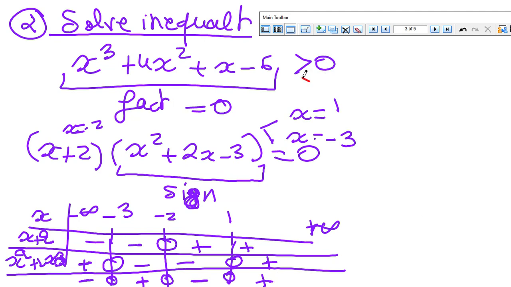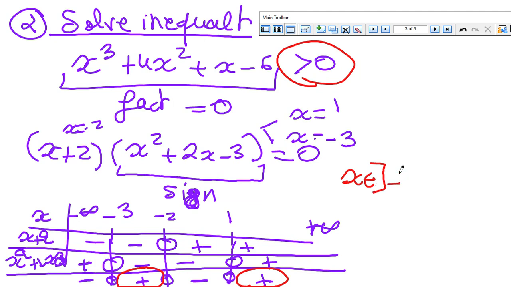Which part do we need? I need the positive part. It's strictly positive, so I don't need the values that give me 0. So where is the strictly positive part? It's here and here. So what will be the solution? I can write x belongs to the interval minus 3, minus 2, union 1, plus infinity.